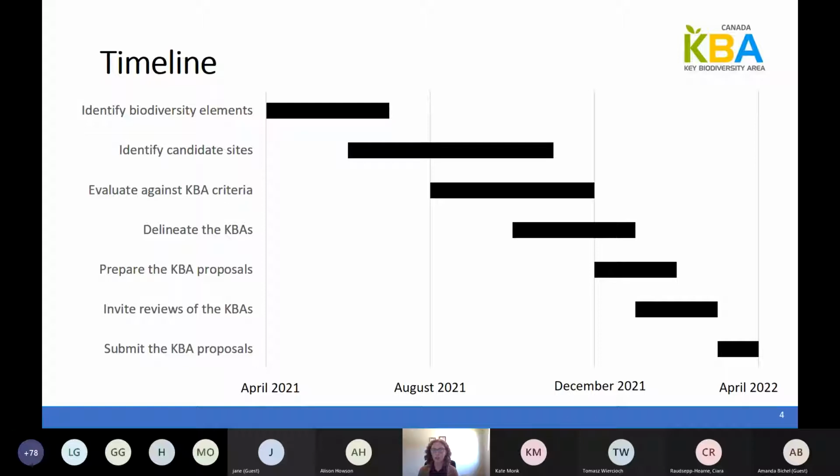So the timeline for this work is approximately 1 year is our goal, and it started in April of this year. So for the first 6 months, we're working on research-based activities of finding different biodiversity elements and candidate sites that hold these, and then starting to evaluate them against the KBA criteria. The second half of our project year will be designated for delineating KBAs and hosting delineation workshops, and then preparing the proposals and going through the KBA review process. Our goal is by the end or by the beginning of April in 2022 to have many of Ontario's KBAs officially designated.